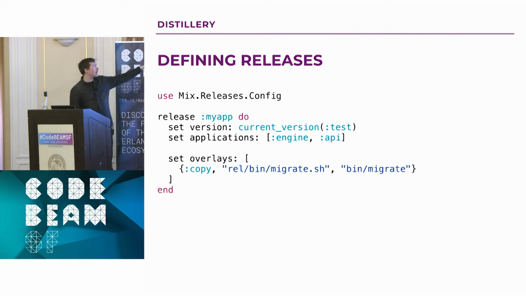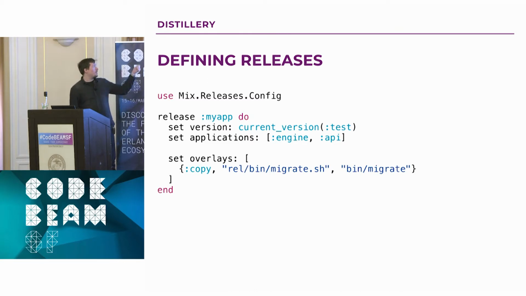You see where I've got set applications, engine, and API. I'm saying that those two applications need to be part of the release. And then Distillery will look at those two applications, figure out what the dependencies are transitively, and pull all those into the release. And it will use the tools that are already in Mix to determine whether a particular dependency is a dev or prod dependency. So that's all out of the box for you.